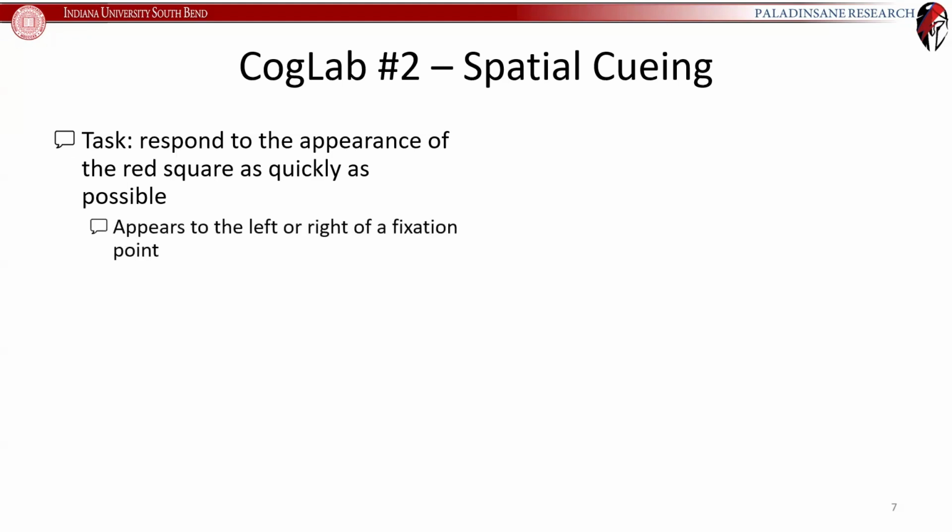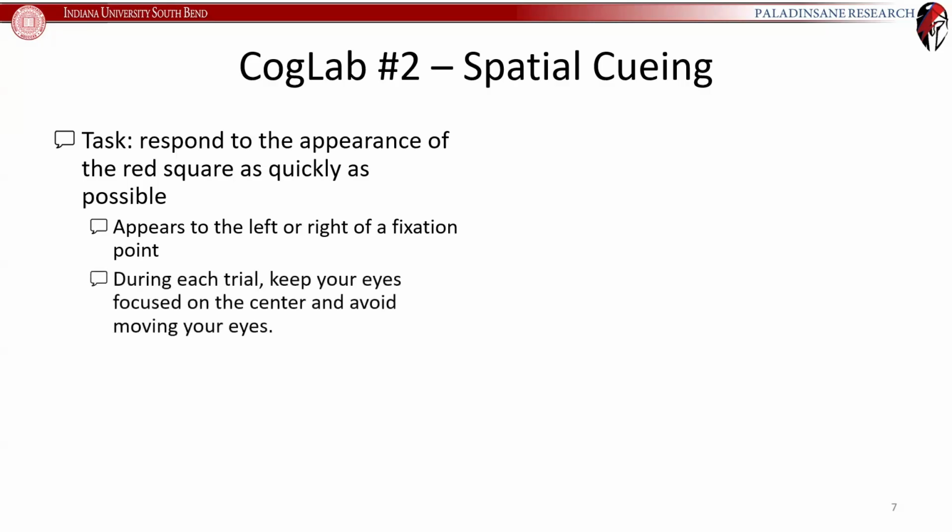So in this case, you were asked to respond as quickly as you could to the appearance of a red square. It was either going to appear to the left or to the right of a fixation point. During each trial, you were asked to keep your eyes focused on the center and avoid moving your eyes. So you have to fight your instincts a little bit. You were asked to focus on that center fixation point. And even when the red square appeared, you were asked to still maintain your focus on that point. So don't move your eyes one way or the other. You were asked to basically try to stay fixated on that point and use your attention in your field of view to locate that red square.